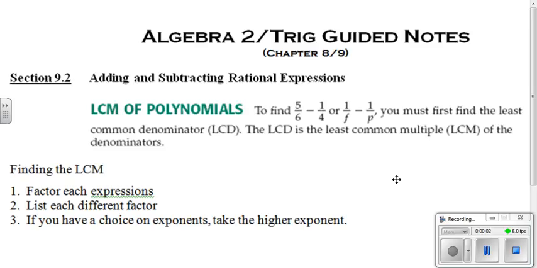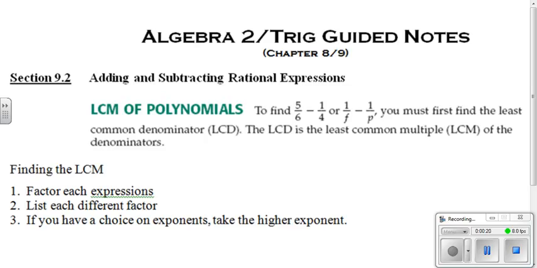Lesson 9.2 is going to be talking about adding and subtracting rational expressions. And later on we're going to get into the least common multiple of different polynomials. But first we're going to talk about adding and subtracting these rational expressions when we don't have denominators that are the same.